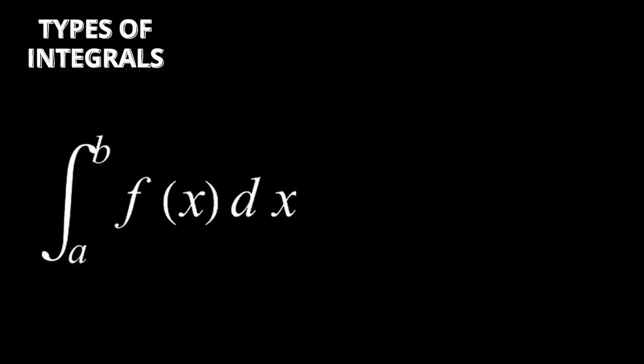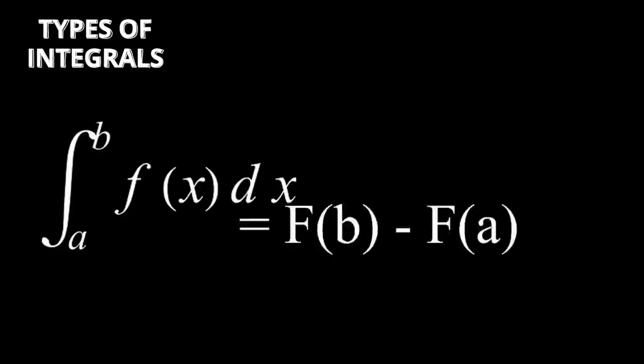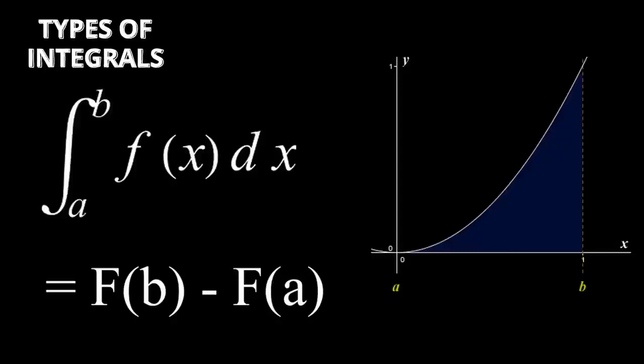The second is the definite integral, which outputs a number. It is the area under the curve f of x from x equals a to x equals b.